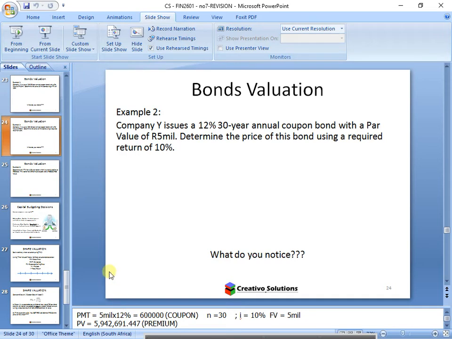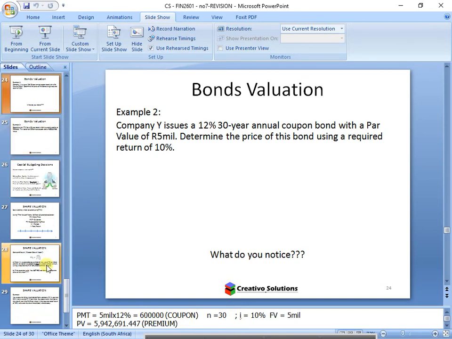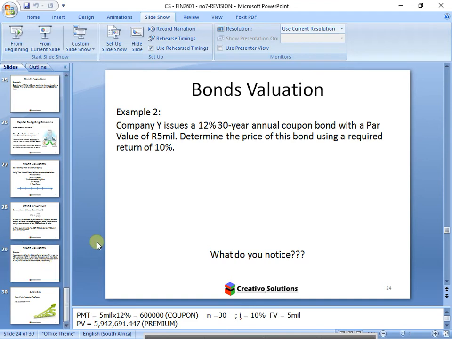Discount or premium? Premium. Why is it premium? It's higher than 5 million. Okay. Guys, okay with that one? Alright, then you've got one more to do. Quickly work out that one, example 3. And that covers the bonds.